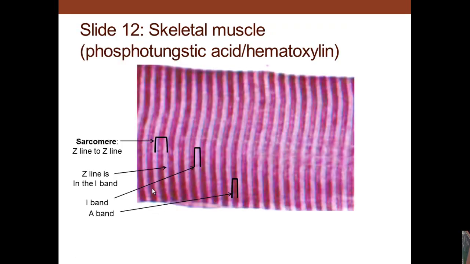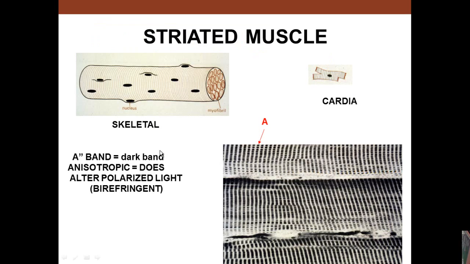And here we can see the bands. A sarcomere is from the center of a white line to the center of another white line. This is where the Z line is found. So the band from one I band to another I band is the sarcomere. So Z line to Z line is a sarcomere. This is the I band, the light band, and the A band is the dark band. And the Z line is in the middle of the I band. A sarcomere is all of the A band and two halves of the I band.